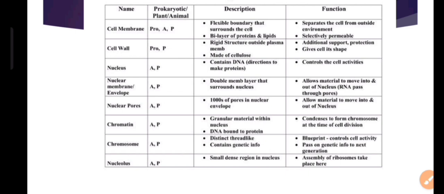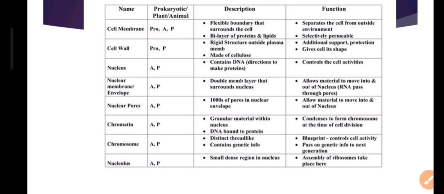And then the nuclear membrane or envelope. It is a double membrane layer that surrounds the nucleus. It allows material to move in and out of the nucleus. And then chromatin, a granular material within the nucleus, DNA bound to protein. This forms new chromosomes at the time of cell division. It helps and initiates the cell division.